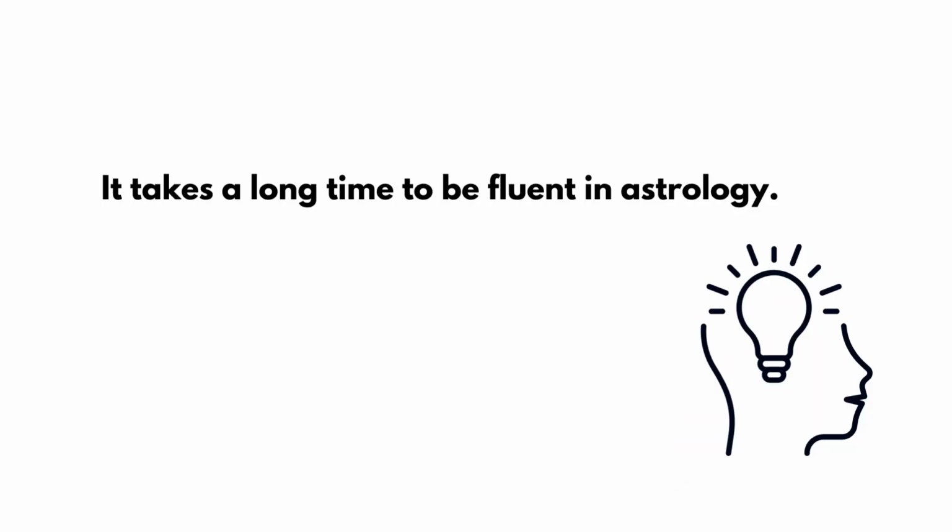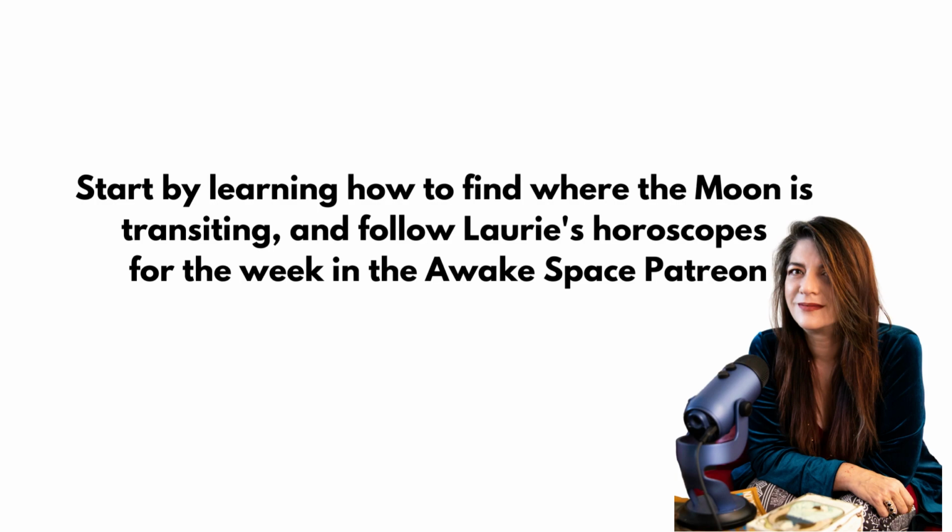It takes a long time to be fluent in astrology. It's a complex language. Start by learning how to find where the moon is transiting, because it changes signs every 2.5 days, about 54 hours. And if you're in my Awake Space Patreon, you can follow along with my weekly horoscopes where I do the live stream and I talk about how the moon is reflecting what's going on in your life depending on what house it's going through in your birth chart. And remember, the houses are those slices of pie.